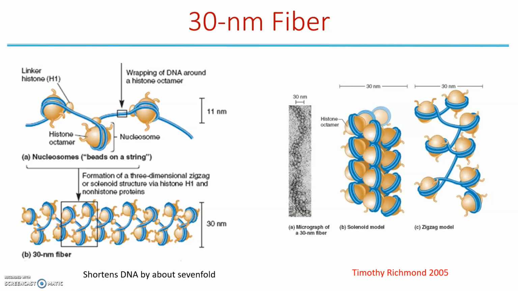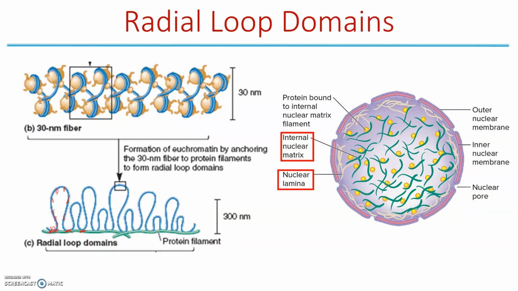Timothy Richmond's group in 2005 determined that it is in fact the zigzag pattern that prevails. Okay, so our 30 nanometer fiber has this zigzag formation. And now this also shortens the DNA by about 7-fold. So once we get here, before we get to our radial loops, our DNA is already shortened about 50-fold.